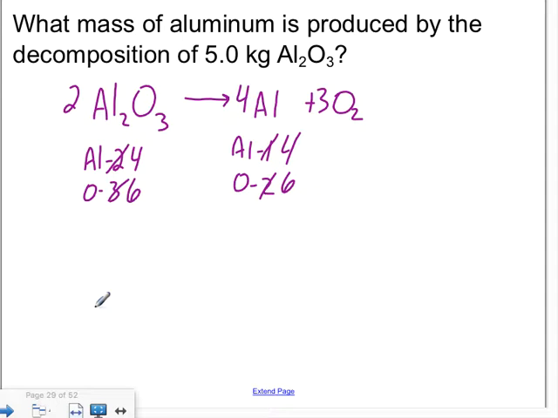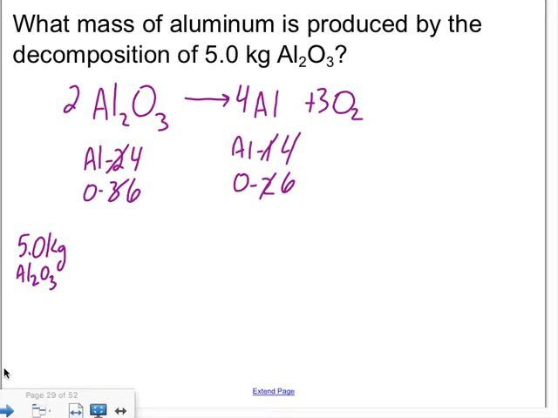So now I can go on to my stoichiometric problem here. This one's unique. I'm actually going to do 4 conversion factors. I'm just going to do it all in one string, just to prove to you how cool stoichiometry can really be. So they say, start with what you're given. I'm given 5 kilograms of Al2O3.